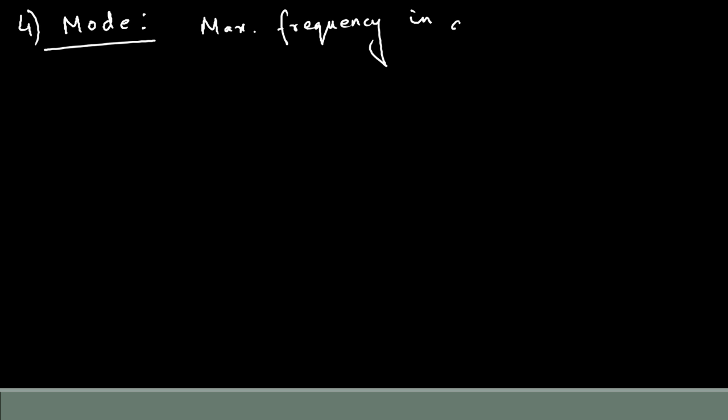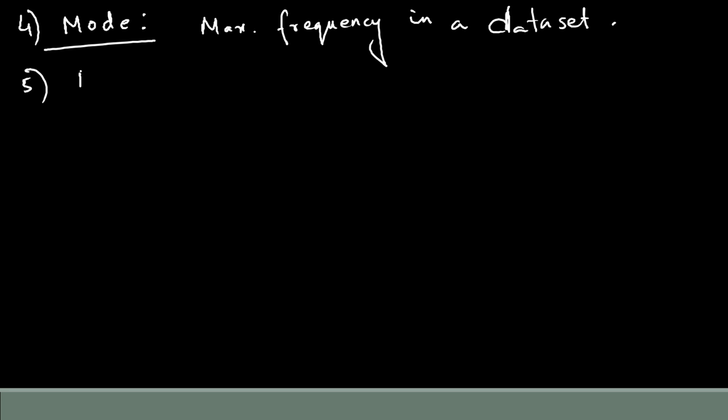Number 4, mode. I already mentioned that the mode is the value which has the maximum frequency in a data set. So you can just write maximum frequency in a data set. In the data set that will be given to you, the maximum frequency is the mode. Okay, so the next topic: how can you find the mode using a graph?